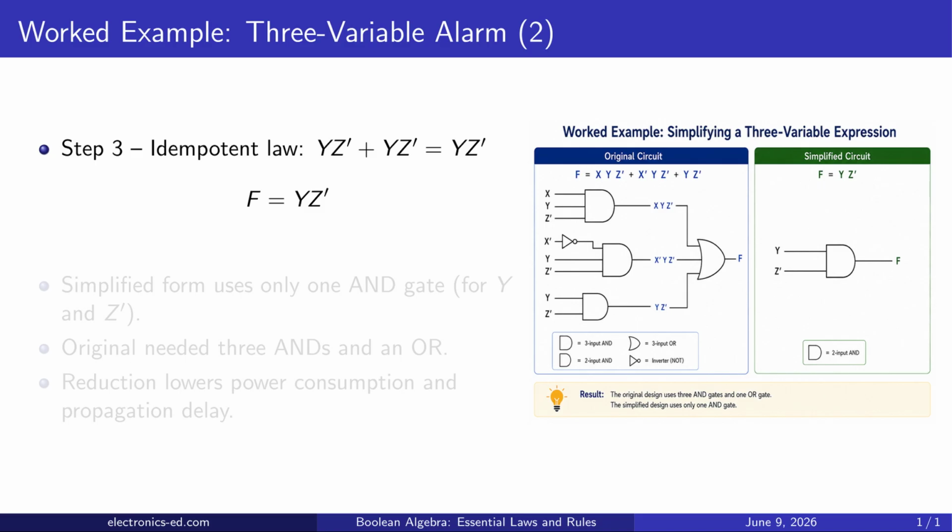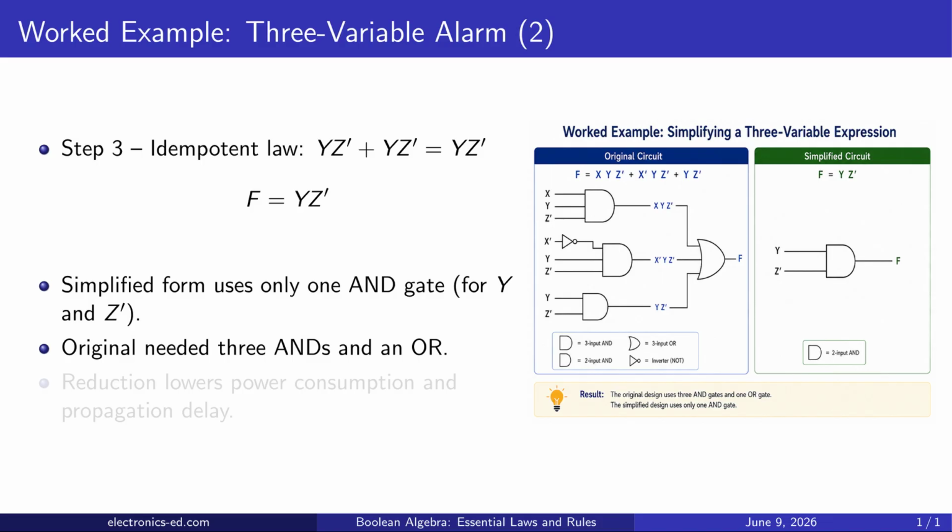So the final simplified expression is simply Y and Z complement. This simplified form uses only one AND gate for Y and Z complement. The original expression needed 3 AND gates and an OR gate. This reduction lowers power consumption and reduces propagation delay.